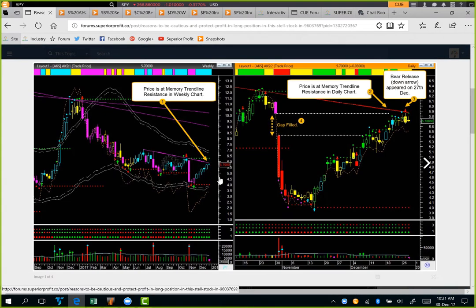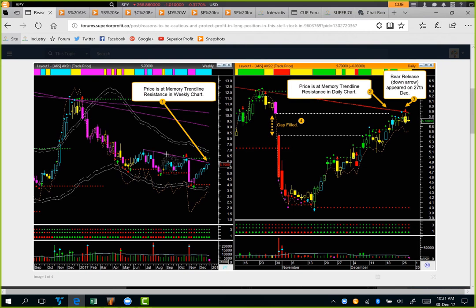The stock was AKS. This is AKS using weekly and daily charts. In the weekly, it came a long way from the bottom, but at the right edge, it was precisely at the memory resistance line. At the same time, in the daily chart, it was also at the memory resistance line.